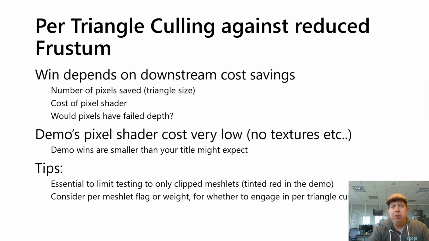Again, you should only be doing per triangle testing against meshlets that have been clipped, tinted red in the demo. It's possible that you could have a flag on your meshlet or a weight that says this meshlet only consists of very, very tiny triangles, so don't ever bother doing per triangle testing on this one. Or conversely, this meshlet's got some huge triangles, so you definitely should.